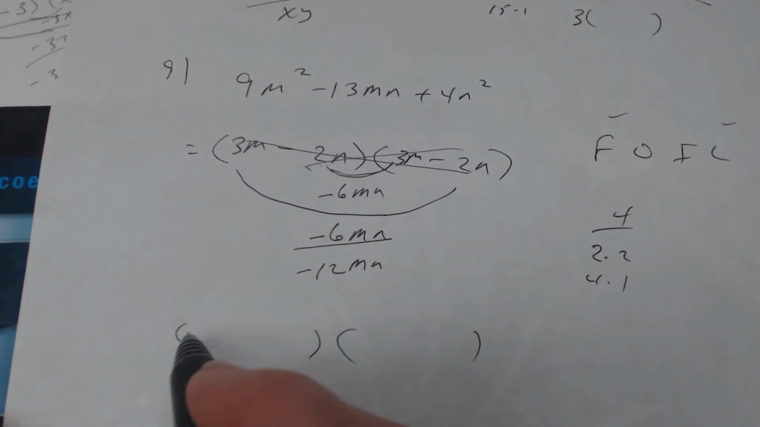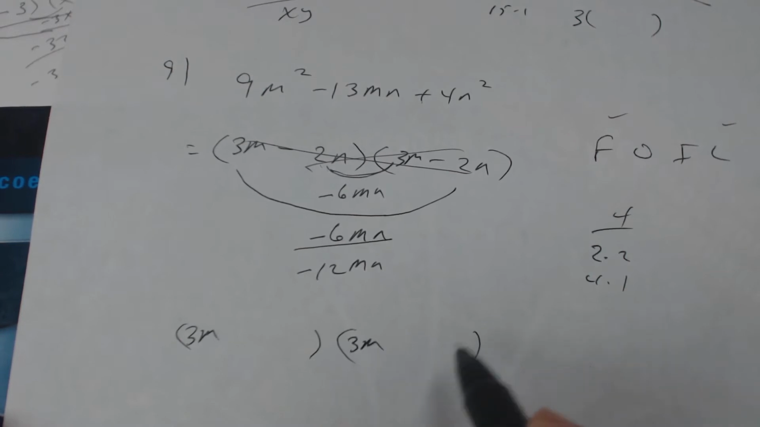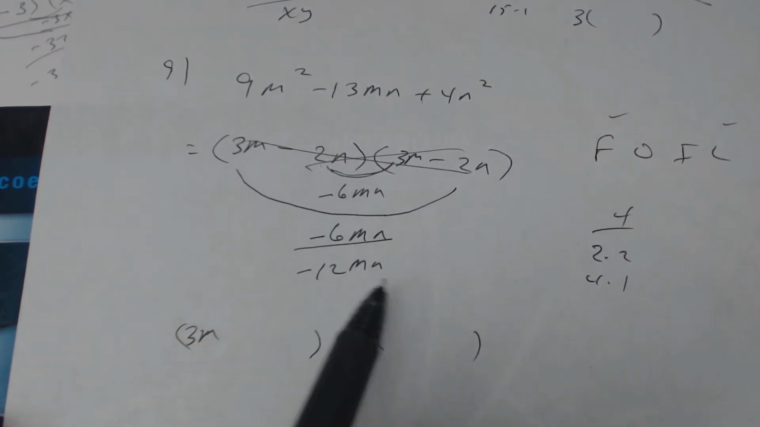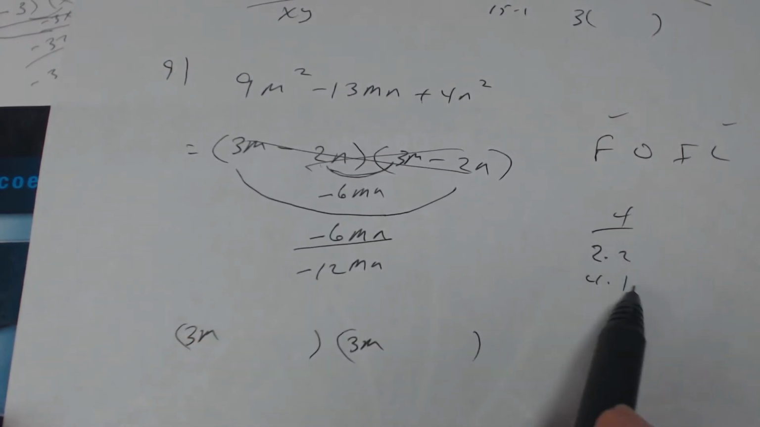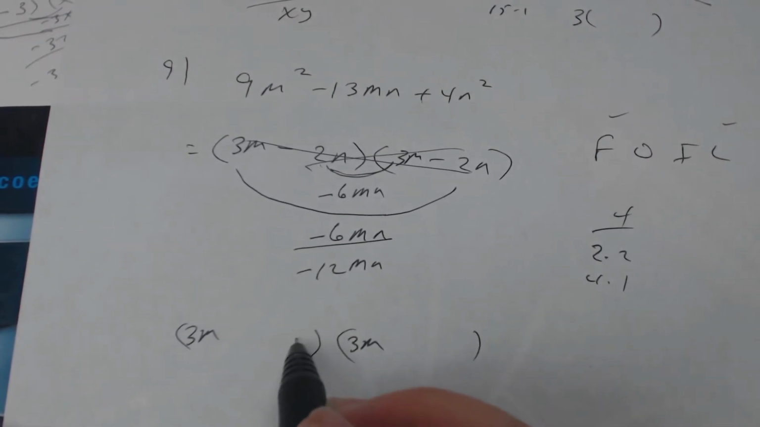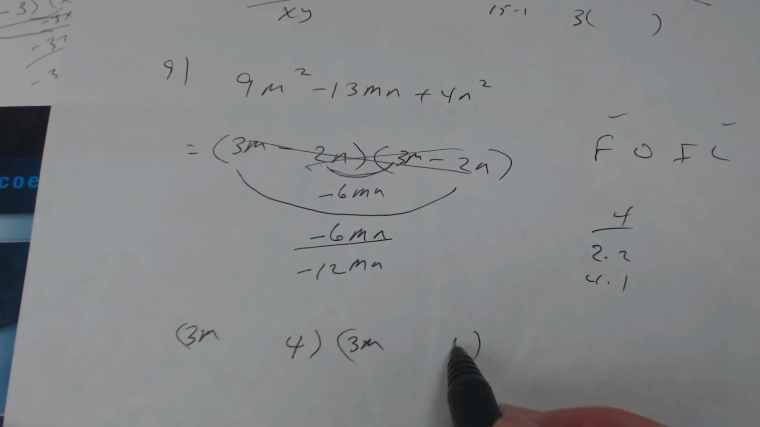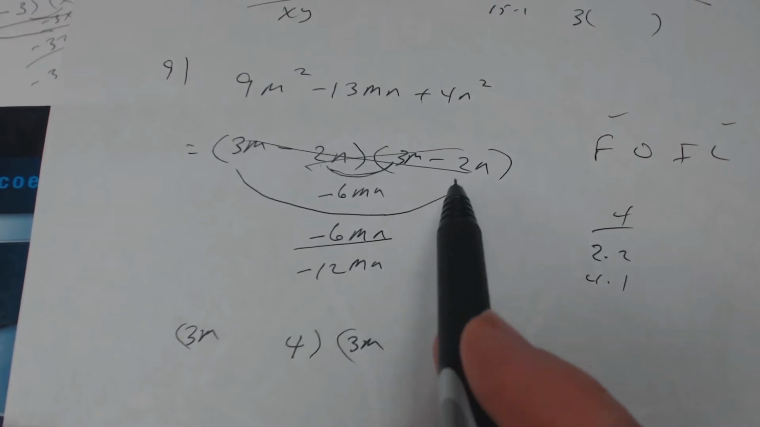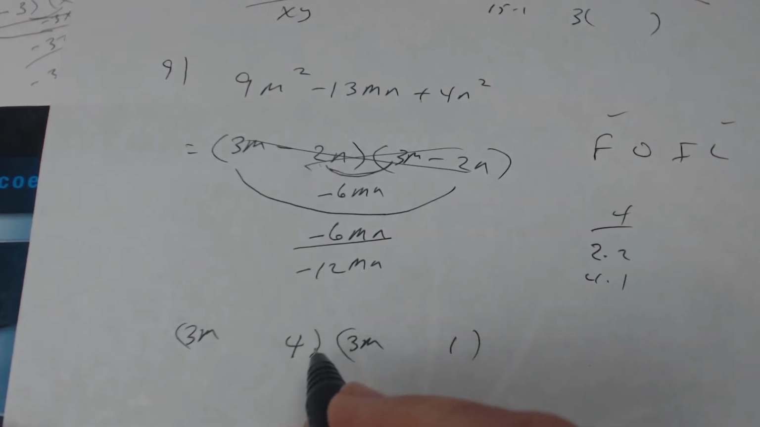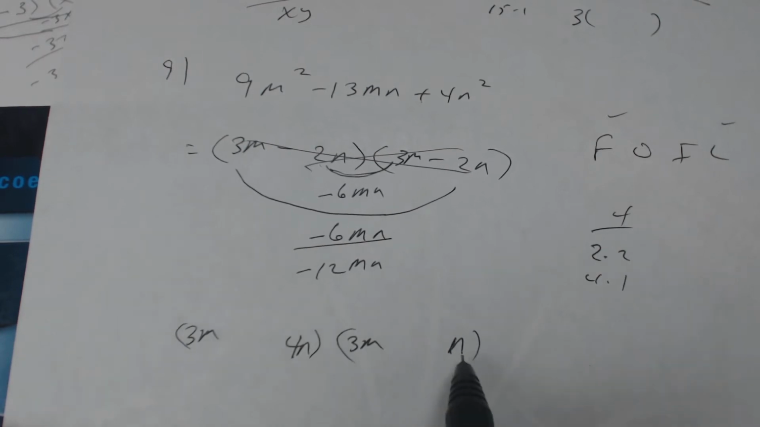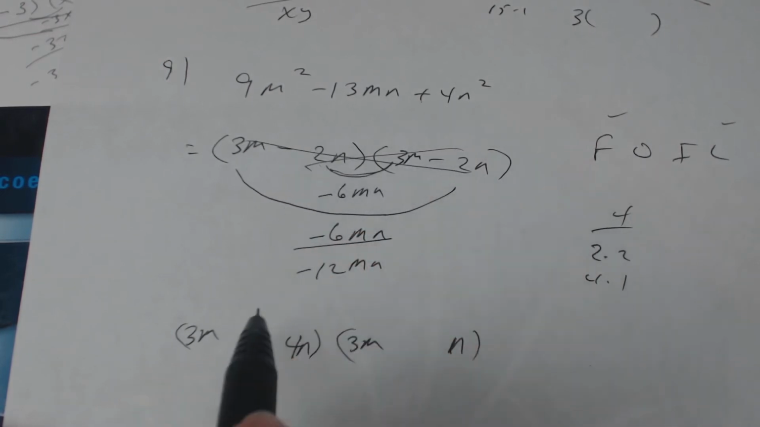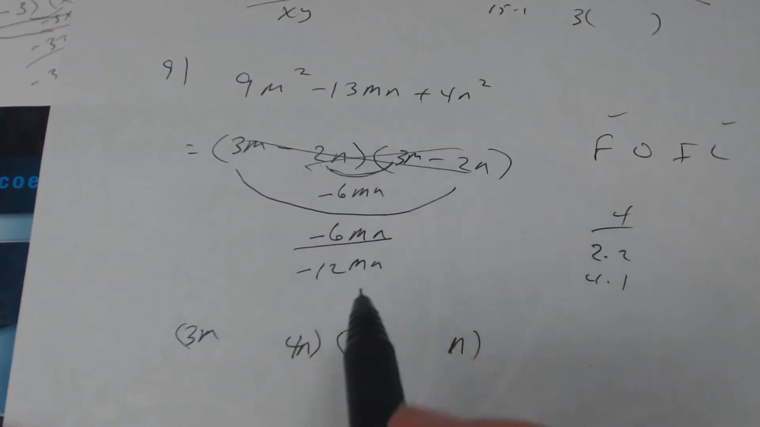Let's keep the 3m's the same, 3m, but instead of using 2 and 2, let's use 4 and 1. Let's see what happens. So let's put the 4 here and the 1 there. All right, let's see what happens. And again, the last sign's positive. Don't forget that's an n. 4n and 1n. So just put an n here because the 1 is understood to be there. Again, the last sign's positive, so these have to be the same sign in here, and they're both negative.